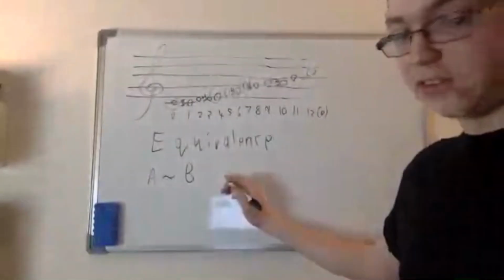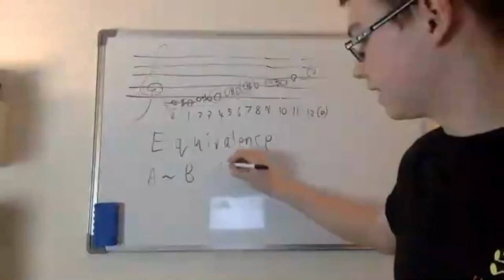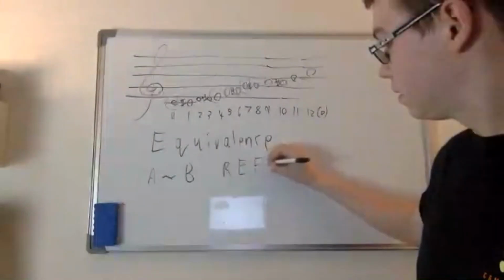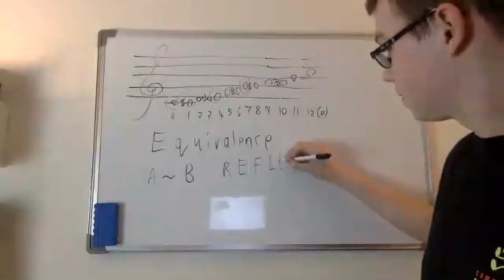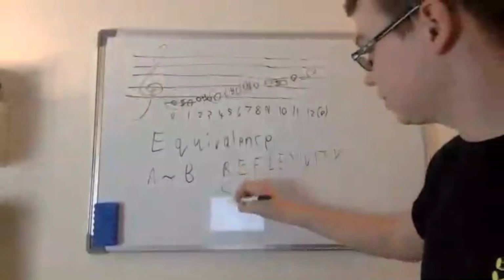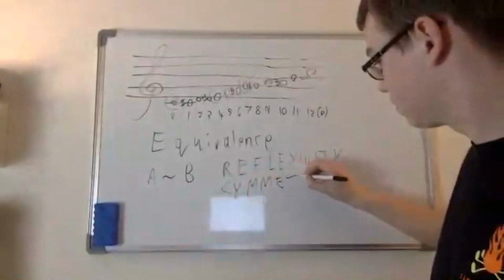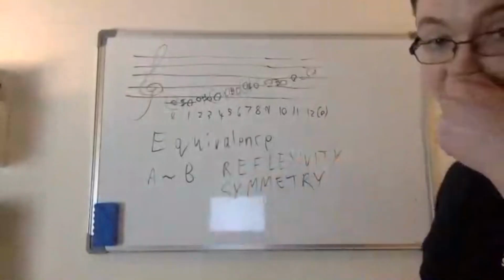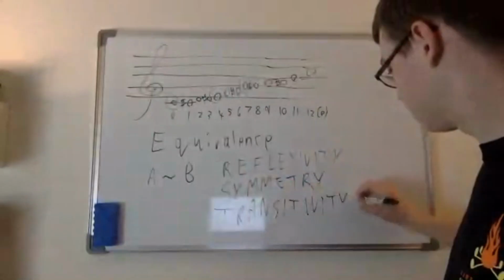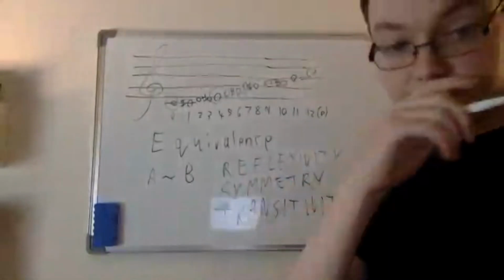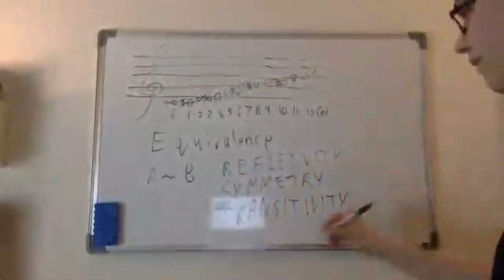So if you have an equivalence relation, you have three properties. You have the property of reflexivity. You have the property of symmetry. And you have the property of transitivity. So the easiest is reflexivity. That means if you have a set A or some element A, it will always be equivalent to itself. Not B.